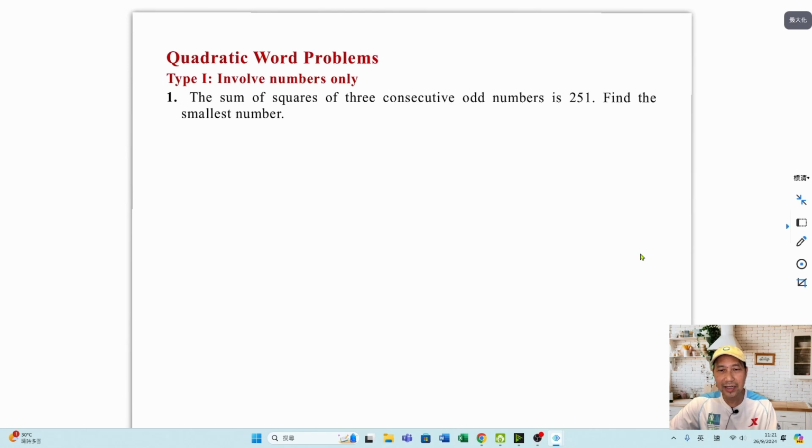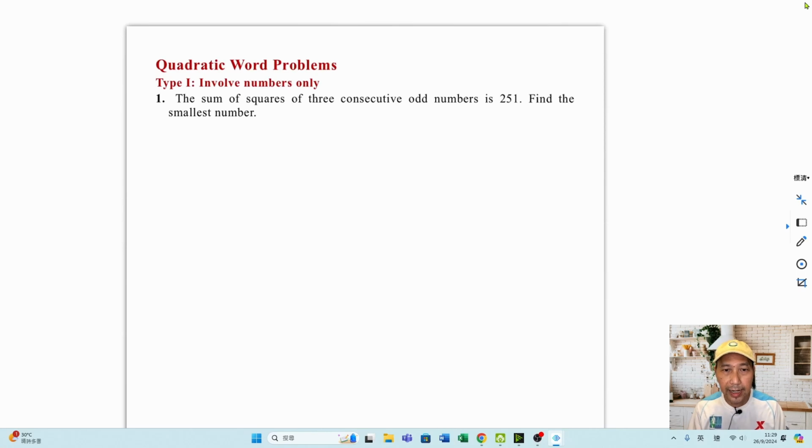Take a look at the first type of problem I have selected. These problems typically involve relationships between numbers. These problems are usually among the first type present in most exercises. This is because they are generally easier to solve. Okay, let's see question 1.